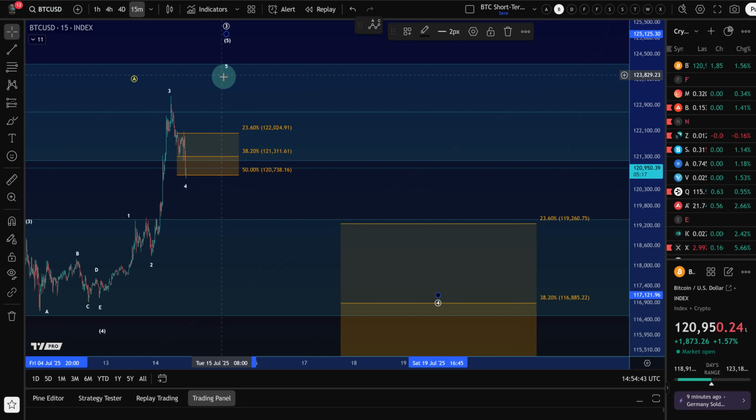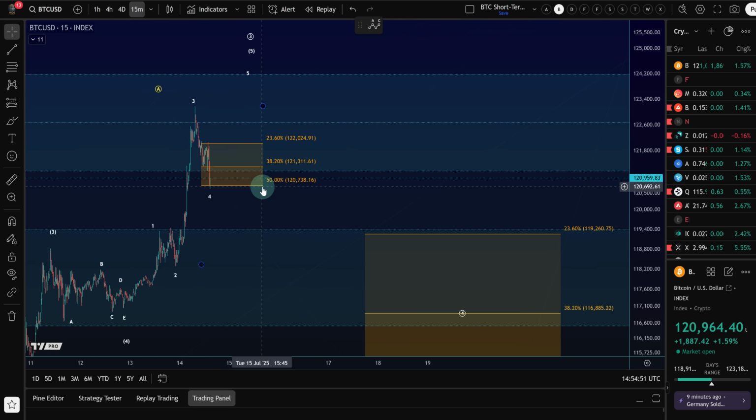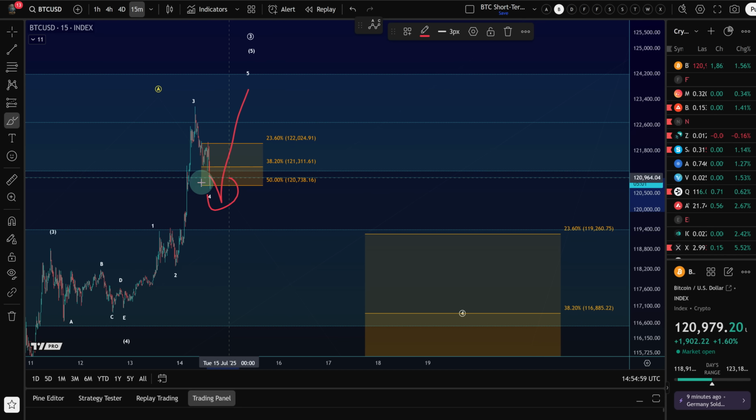I'm not saying we get another high. I think based on the nanostructure, one more high seems likely, but only as long as we're holding above 120,738, which we're doing at the moment. Now, please note that this is not an invalidation level. So if we get a brief break below and the bulls show up, then they showed up in this area. It's just a level that we use for orientation.